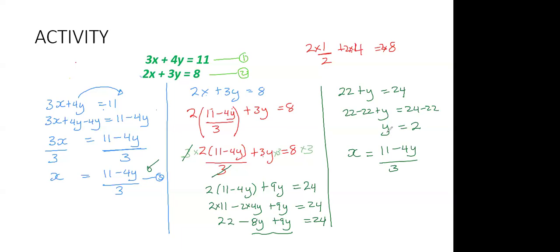So where there is y, I'll put a 2. So I'll say x is equal to 11 minus 4 times the 2 out of the 3. This will give us 11 minus 8 out of 3. Then you say 11 minus 8 gives us a 3. So this will be 3 out of 3. And x will equal 1. Therefore, my answer is x is equal to 1 and y is equal to 2. That's how you attempt such numbers.